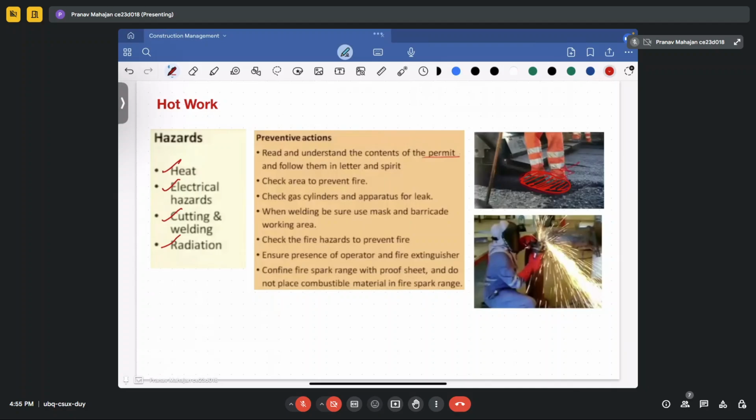during laying of bitumen over the road surface. Another thing you can see from the figure is how much heat is coming out when a person is doing fabrication work at the site.